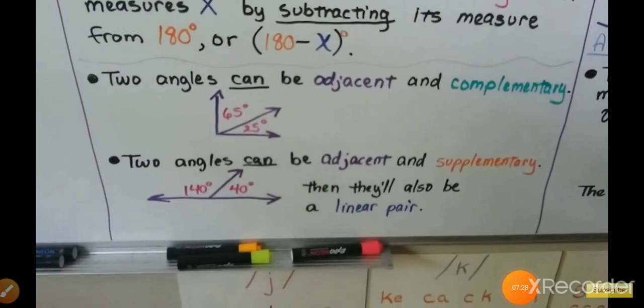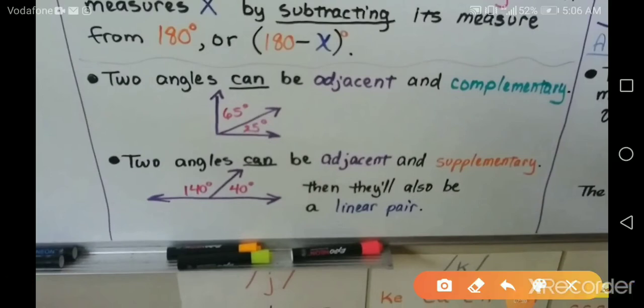Okay, dear students, here are two angles. Remember that two angles can be adjacent and complementary. Here they are adjacent, as you see, and complementary gives me 90 degrees. Being adjacent, they share the same side. Do you remember two rooms with one common wall?